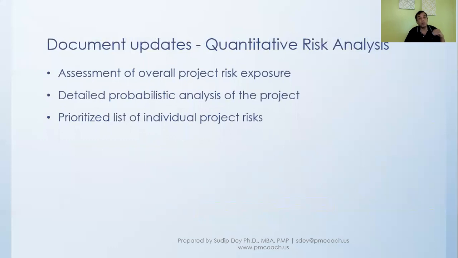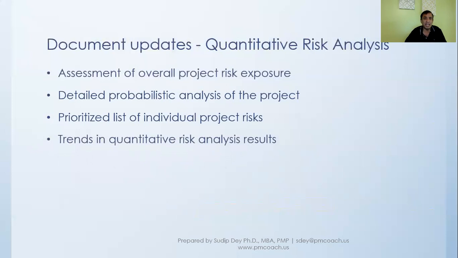For example, in the individual project risks, we have probably found out the priority during the qualitative risk analysis, but through this further analysis, it'll give us a concrete, prioritized list. It will give us trends in quantitative risk analysis results and what should be the recommended risk response, because it is based on the priority, the impact, and the probability that we will go forward with the risk responses.